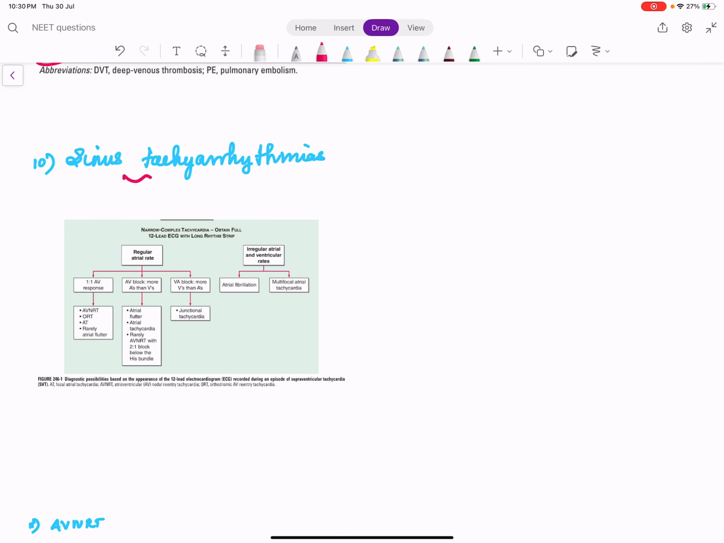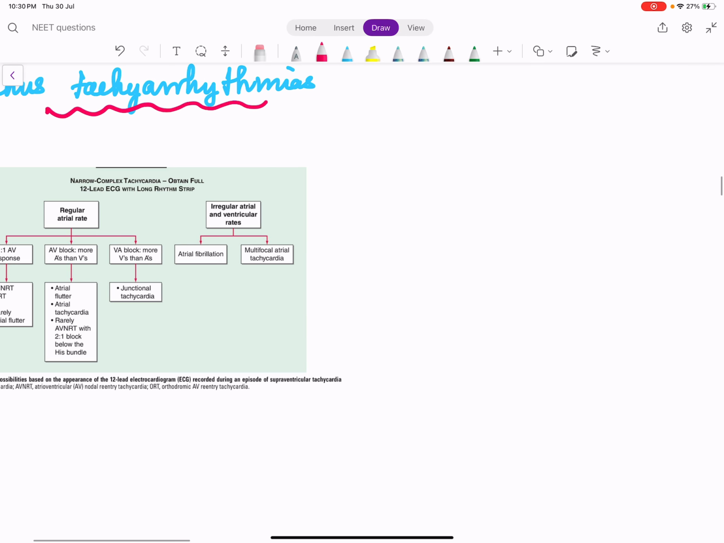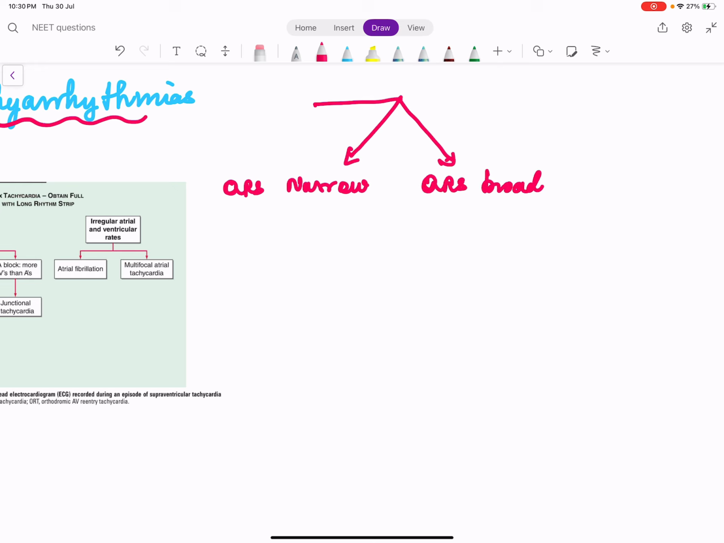Now coming to the other tachycardias. How will you approach tachycardia? One simple way: when heart rate is high or the ECG shows a high heart rate, there is a tachyarrhythmia. If it is not a sinus tachycardia, you see whether the QRS is narrow or broad. If the QRS duration is 0.08 to 0.12 seconds, or 2 to 3 small squares, we call it narrow. If it is more than 0.12 seconds, or more than 3 small squares, we call it broad.